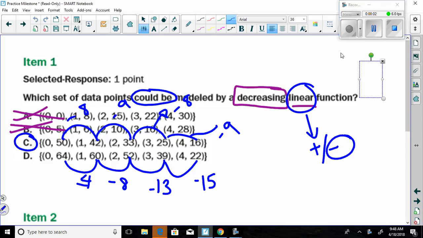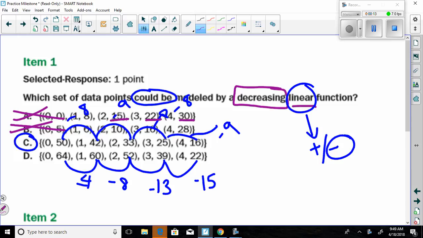So, as we just went over, I'm going to re-explain it just because I didn't get it on the video. We looked at decreasing, and because decreasing is going down, these ones are going up, so we eliminated A and B. And then linear means adding or subtracting, but in this case, subtracting.